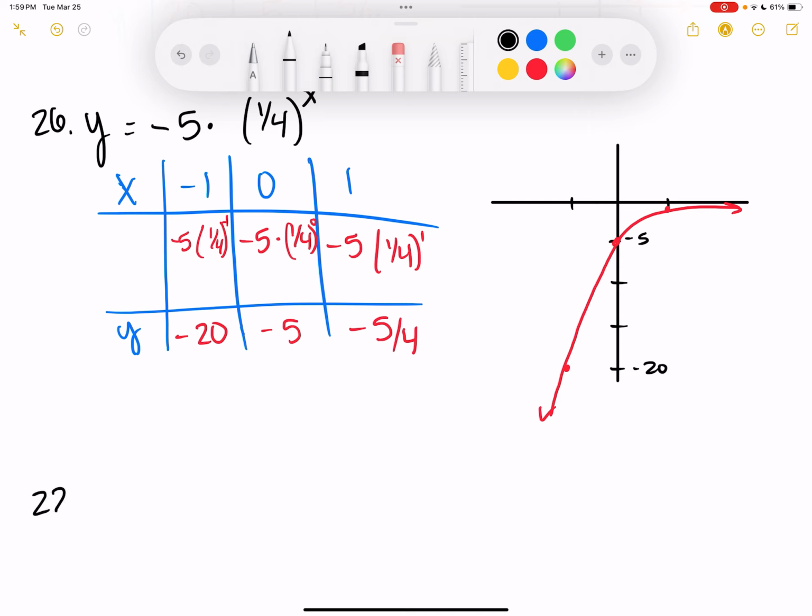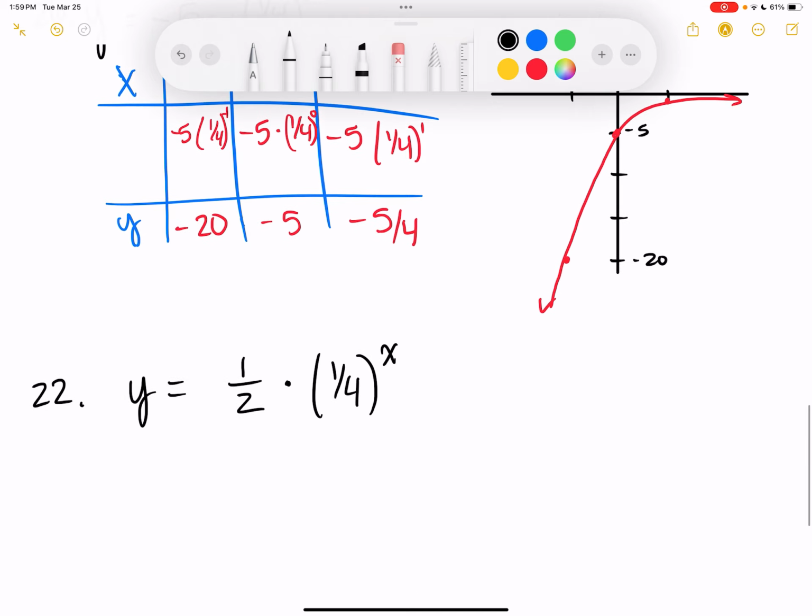22. I'm backtracking because I wanted us to see the 5 and -5 together. If you don't know what I was talking about with Snapchat, just disregard what I said. 1/2 times 1/4 raised to the x. So this one has a fraction in front being multiplied by it. Okay. So setting up the table.